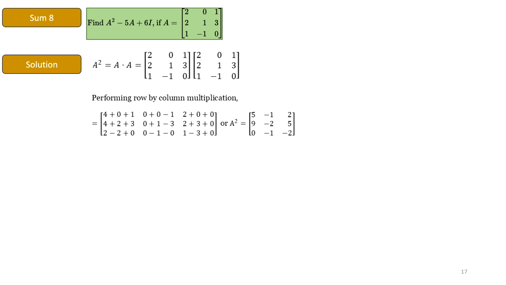Performing matrix multiplication, we see that the matrix A square is a 3 by 3 matrix and its elements are 5, minus 1, 2, 9, minus 2, 5, 0, minus 1 and minus 2.